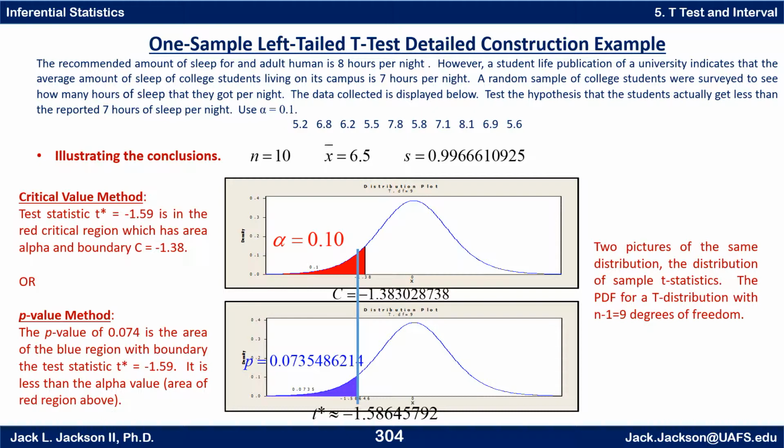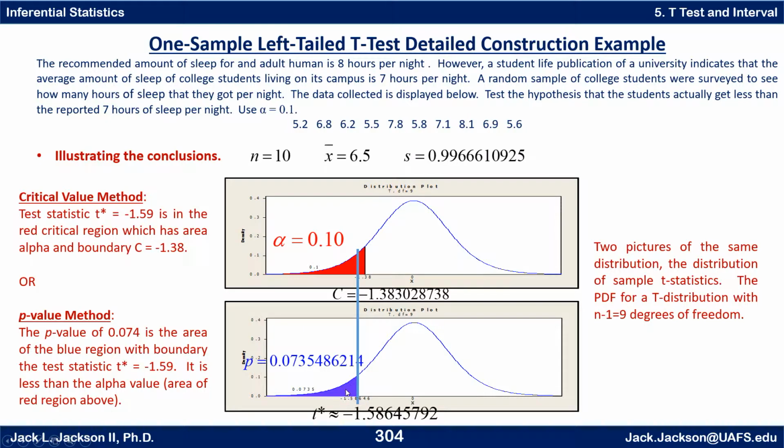Here you see the t-distribution, the distribution of these sample statistics, the t-star values. Here's our actual t-star that we got, negative 1.586 right here. It's in the red region. The boundary of that red region is our critical value, C, which is about negative 1.38. The area to the left of that is alpha. That's the red shaded area under the PDF on this top graph. And we see that the test statistic is in that red region. When it's in the red region, that is the reject region. That's where we do have enough evidence to assume that the null hypothesis is false.